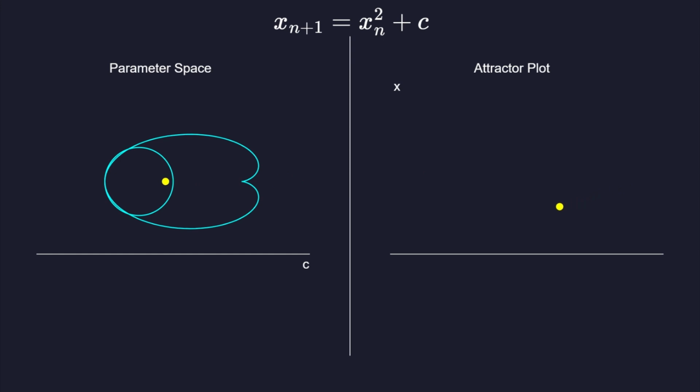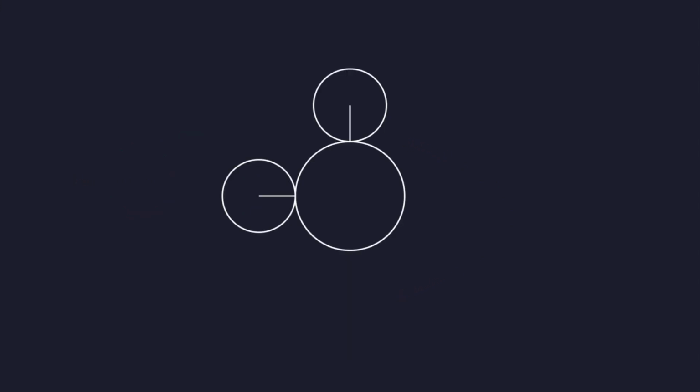When c enters the largest bulb on the left, the orbit no longer settles on one point, but oscillates between two distinct values. This marks the first step in a period doubling cascade toward chaos. Each bulb has a specific period associated with it.